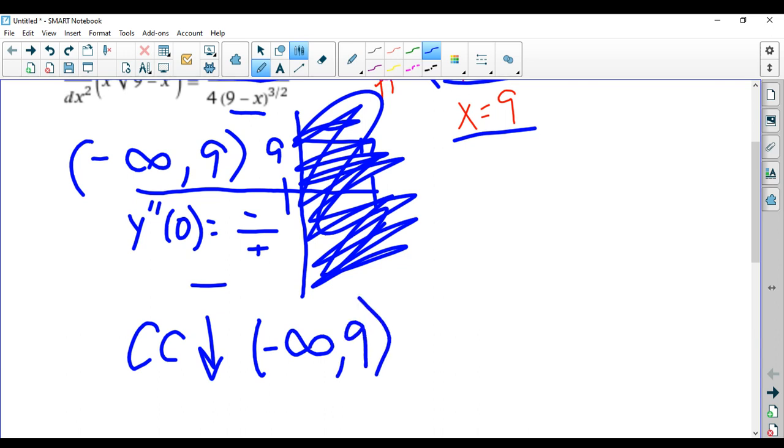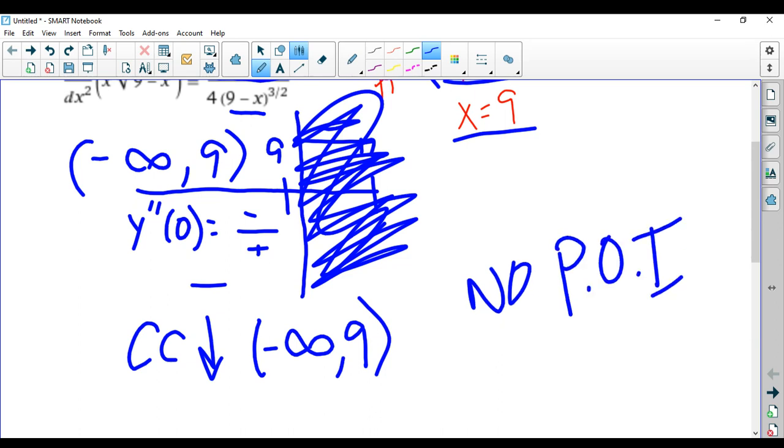It also means that there's no point of inflection, because a point of inflection is where the concavity changes in a graph. On this graph, the concavity never changes. It's always concave down.